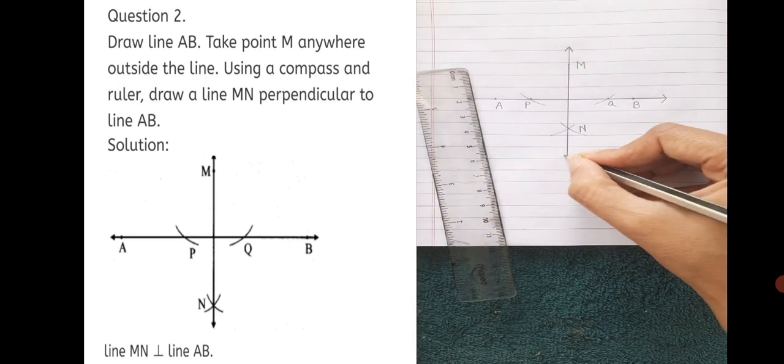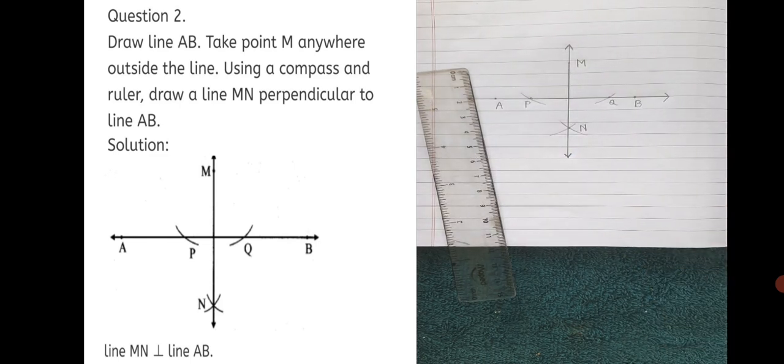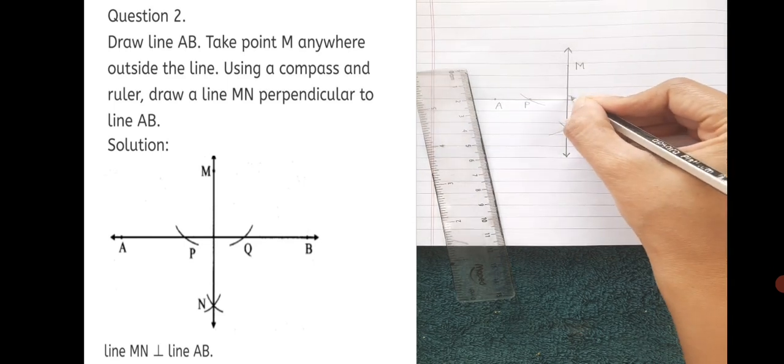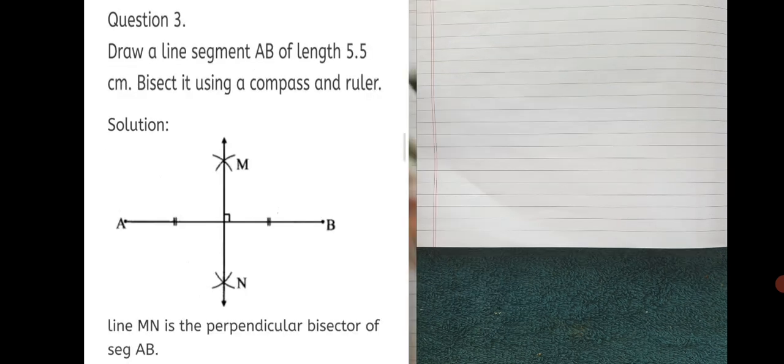We got line MN perpendicular to line AB through point M outside the given line. So this way we have completed our question number 2. Line MN is perpendicular to line AB. After completing the figure, do write the answer as shown here, that line MN is perpendicular to line AB. Next, question number 3.